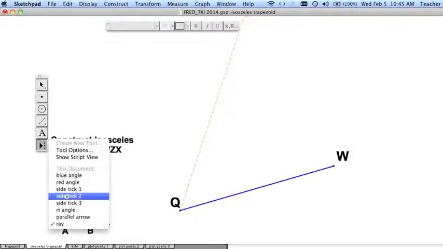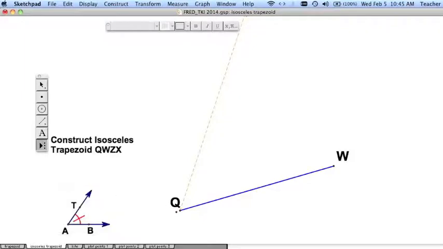I would redo it fast. Then what I want you to do, I want you to click 1, 2, 3. I want you to mark this with the red angle in the corner at Q. Just mark the right angle, the right angle tool.